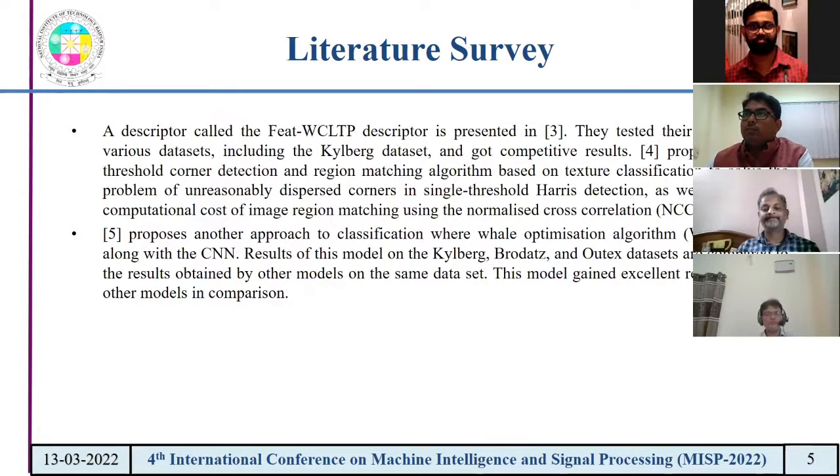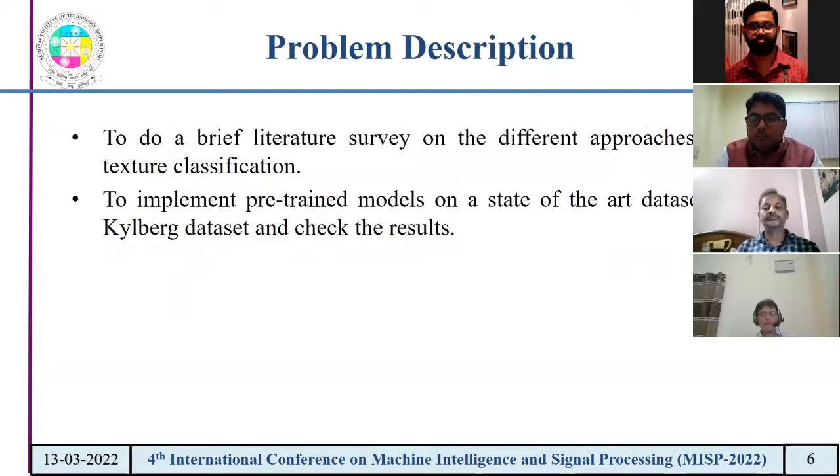Another method proposed an approach to classify where they use the Whale optimization algorithm along with convolution neural networks. Results of this model on the Kilberg, Brodach, and Outtext datasets were compared, and the results obtained by other models were compared. So this is a problem description.